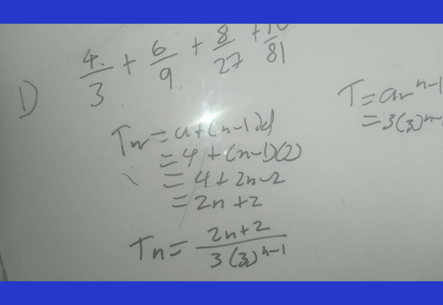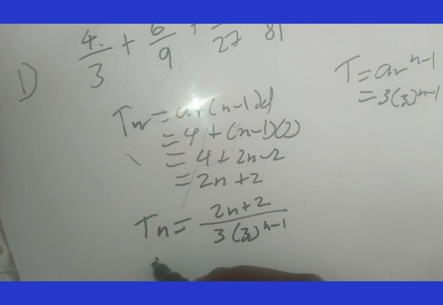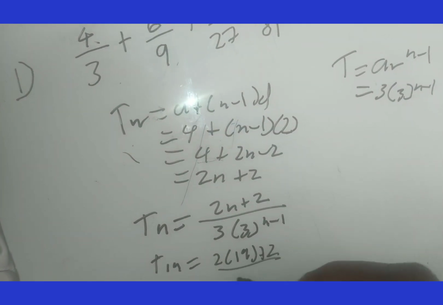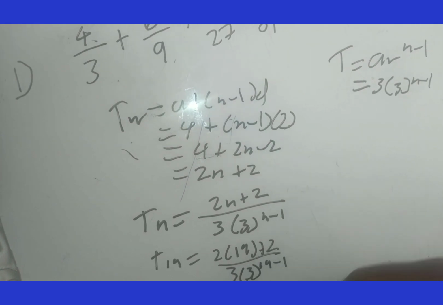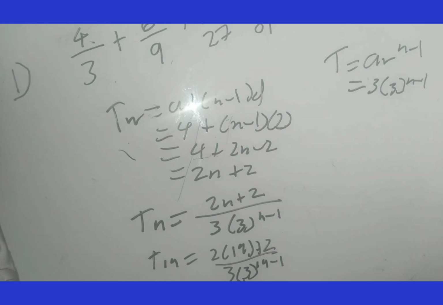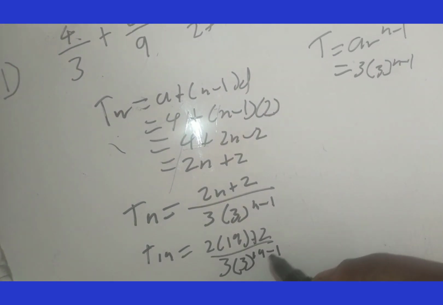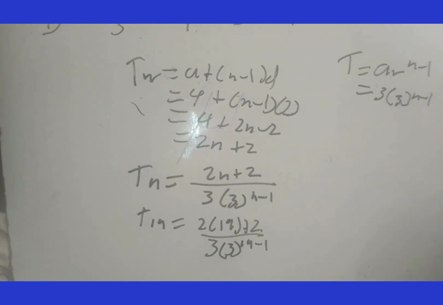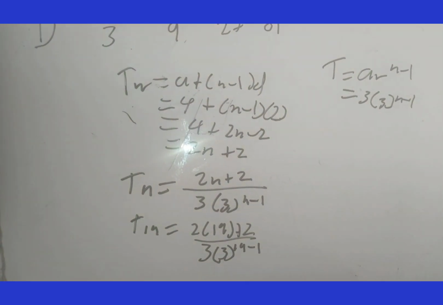Now if they say let's find the 19th term of the sequence, we just say T19 equals (2 times 19 plus 2) over (3 times 3 to the power of 19 minus 1). You just type that into a calculator and find the answer. There might be an error because this number is too large. But this actually comes out in the exam, and it's more likely to come out in prelims as well. They like this type of question.